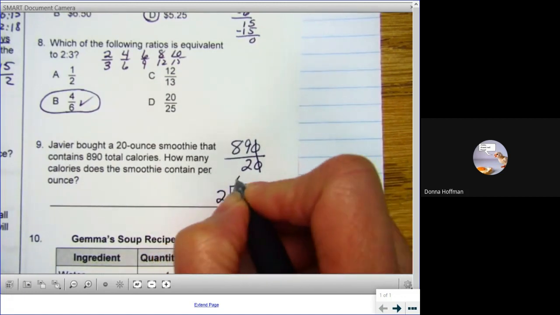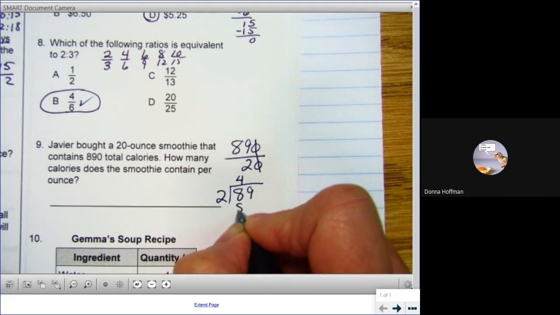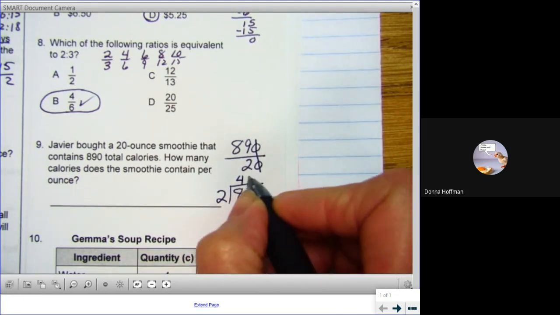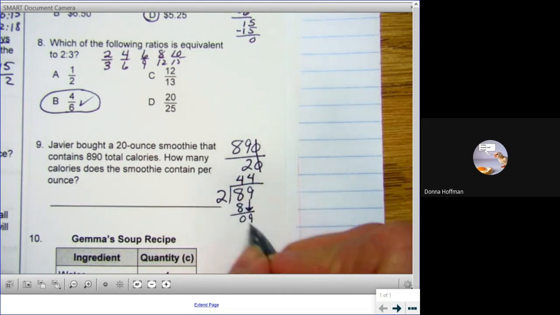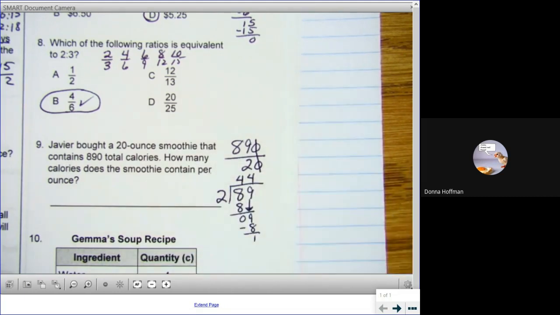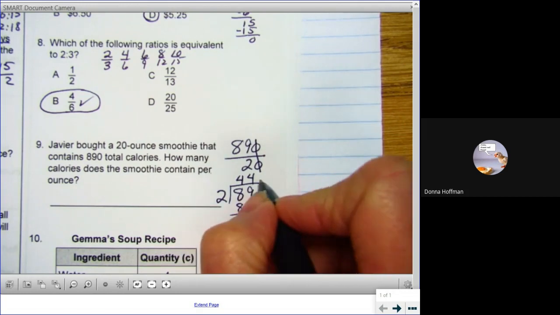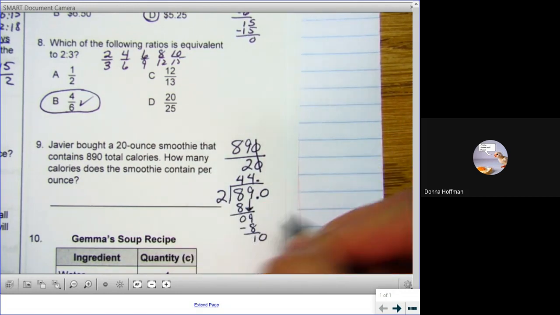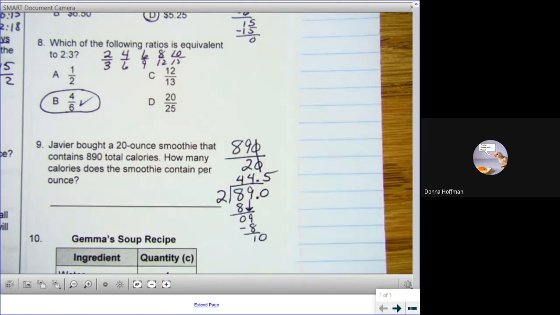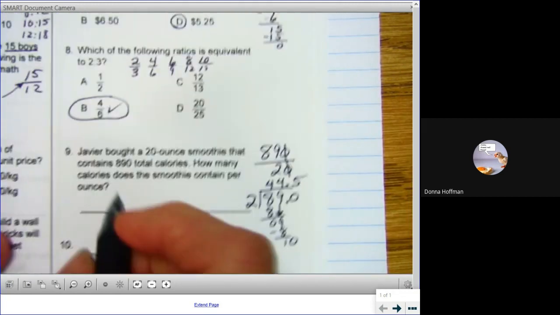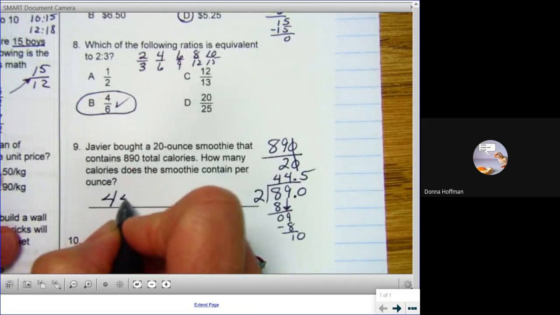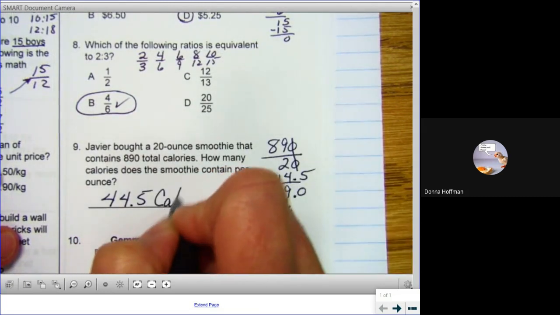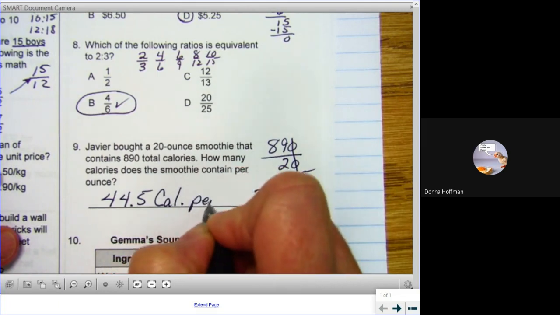And you know, 2 times 4 uses up all of the 8. And then 4 times 2 would be 8 of the 9, leaving a remainder of 1. We can put a decimal with a 0, drag it down there, and then 2 divided into 10 gives me the 5. So it's 44.5 calories per ounce.